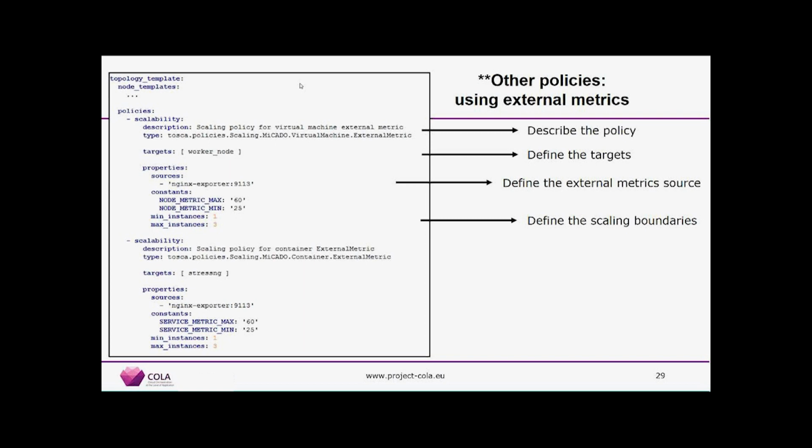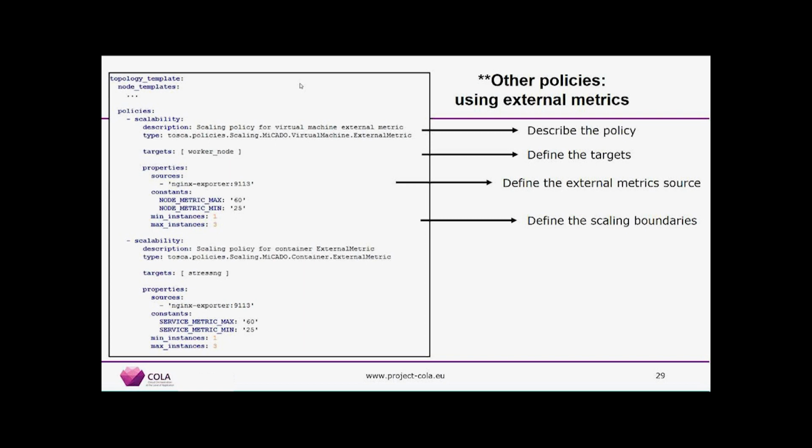The second way it's different is it doesn't generate alerts. So this uses the metrics captured and makes scaling decisions based on those, rather than creating alerts and then making scaling decisions based on alerts. So it's different in two ways.